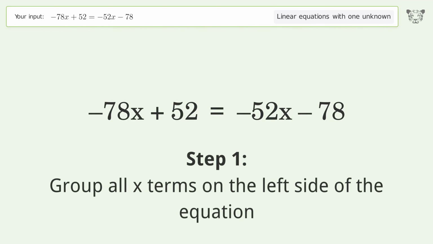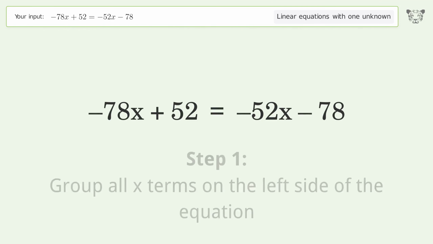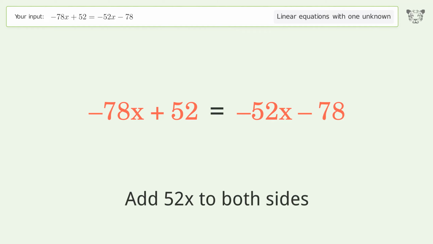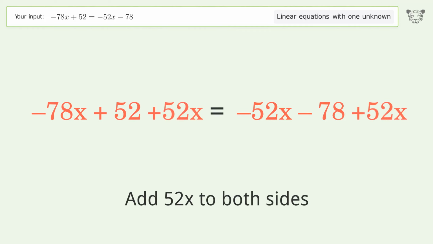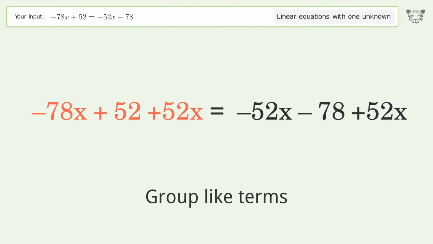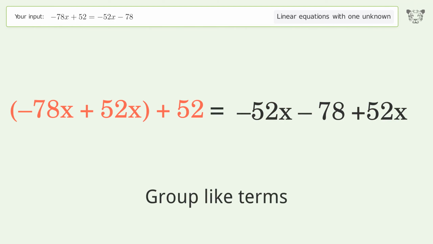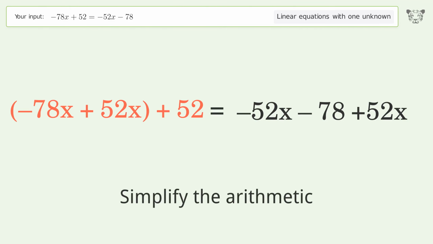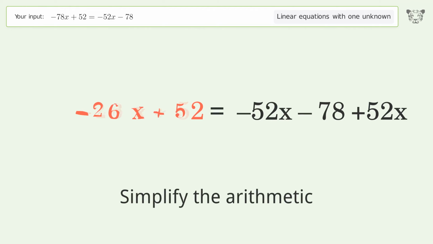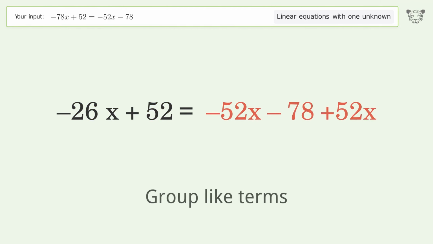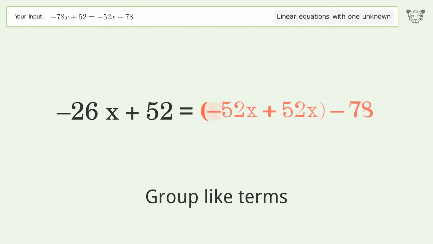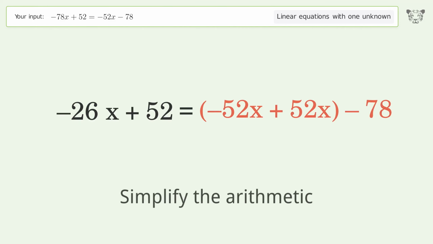Group all x terms on the left side of the equation. Add 52x to both sides. Group like terms. Simplify the arithmetic. Group like terms. Simplify the arithmetic.